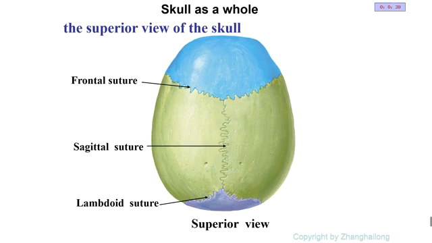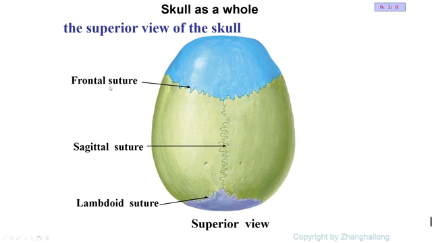For example, this picture is the top of the skull. Now let's see the superior view of the skull. In this view, we can see some bones first. What's this? Frontal bone. What's this? Parietal bone. What's this? Occipital bone. And all these bones are connected closely and directly by a special joint.